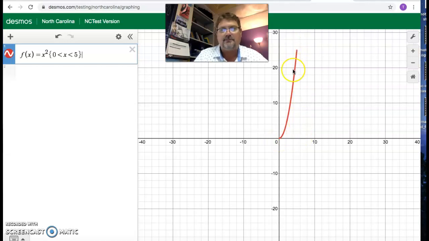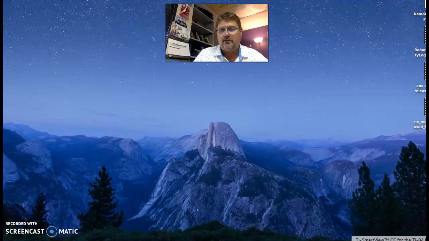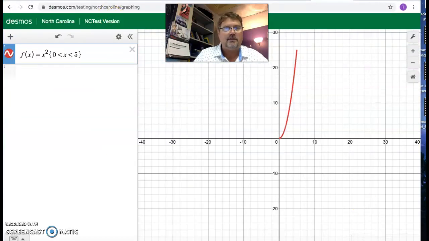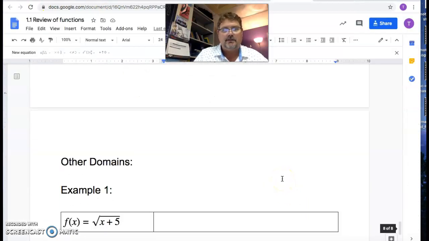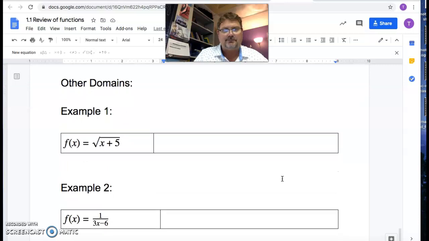And that's where it's at. Okay, so that's how you enter a piece of a function, or one within a restricted domain. Not the whole thing. All right, moving on here, we're going to go back to the notes, and we're going to get other domains here.